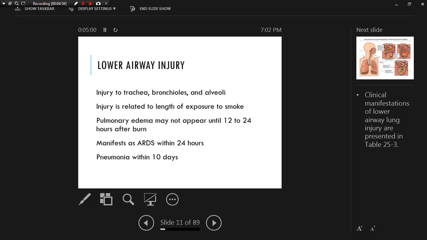So typically, two types of lower airway injuries can occur. ARDS or pneumonia. So usually ARDS, if that's going to happen, it's going to occur within 24 hours. And we also have a 10-day window that pneumonia can develop in somebody who's had lower airway smoke inhalation.